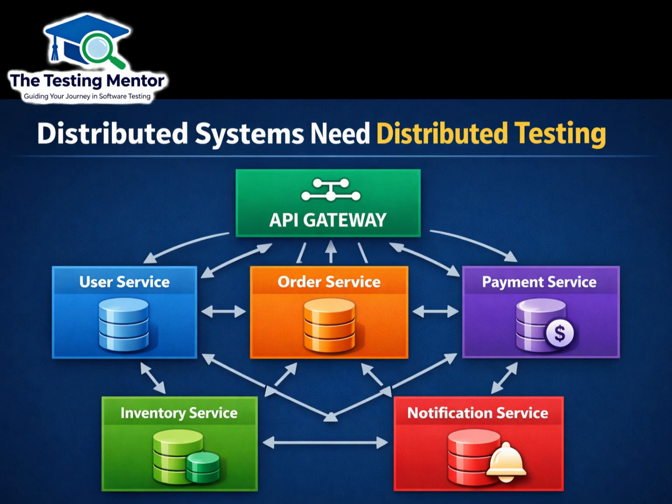Today's tricky question is, how would you design an automation strategy for a microservices architecture? Imagine you're testing an e-commerce system, but it's not one application. It's order service, payment service, inventory service, user service, notification service, and recommendation service. Each independently deployed, each versioned separately, each with its own database. And the interviewer asks, how would you design an automation strategy for this?